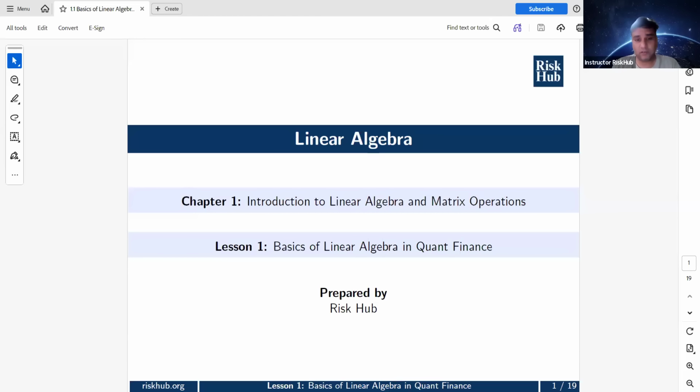Okay, so today we are doing your new topic, linear algebra. The first subtopic is very easy. Basically, chapter 1 is about your introduction to linear algebra and your matrix operations, right? I think every one of you who has passed high school, gone to senior secondary and then colleges, and even done masters, has a fair bit of idea about linear algebra as well as your matrix operations. Today we'll talk about basics of linear algebra in your quant finance. Okay, so that's the whole idea.